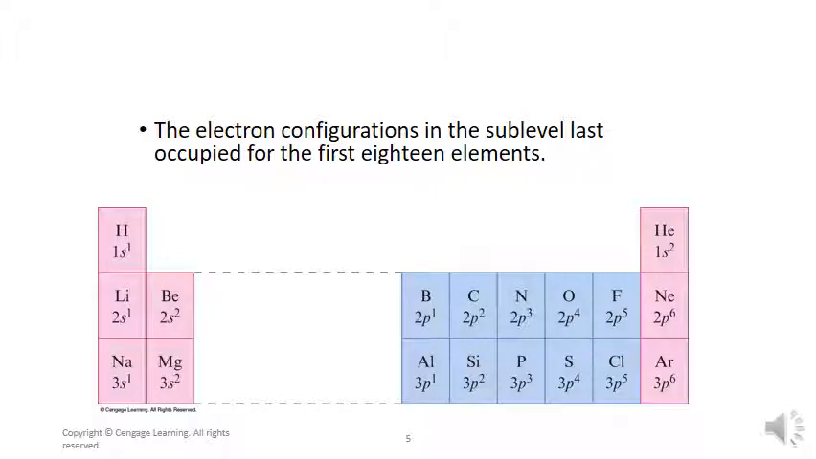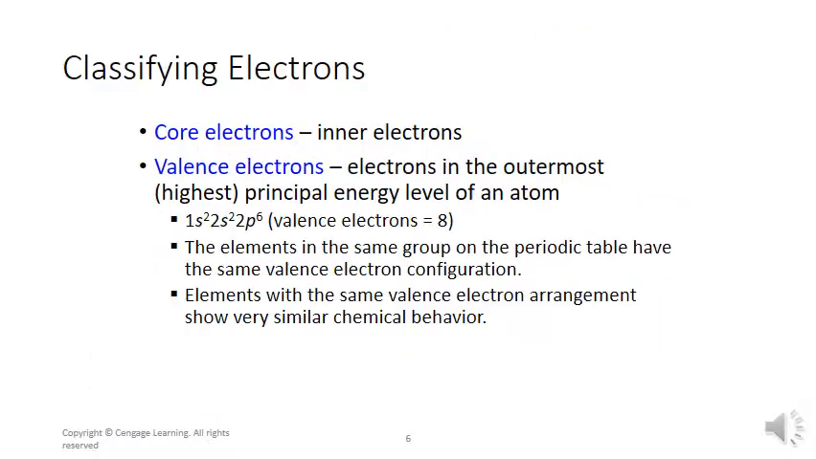When we talk about our first 18 elements, we can see how things go. Remember, counting the number of electrons, s can contain a maximum of 2, and p can contain a maximum of 6. Now, the core electrons are our inner electrons. The valence electrons are our outermost electrons, or the ones with the highest principal energy level. So we've got to be careful on that. We want to make sure that we know what we're doing, okay?